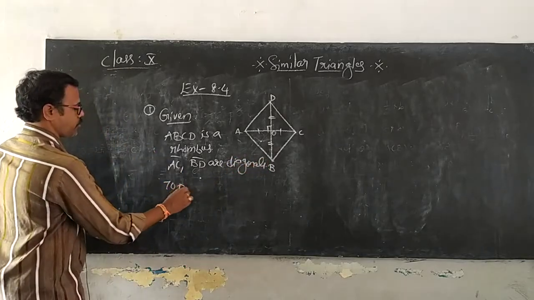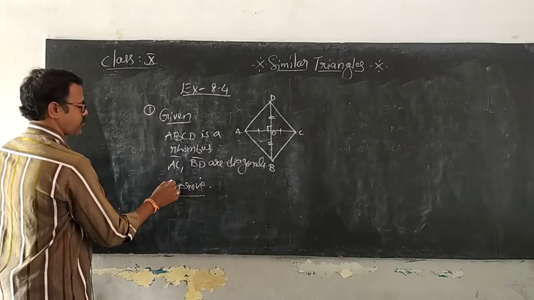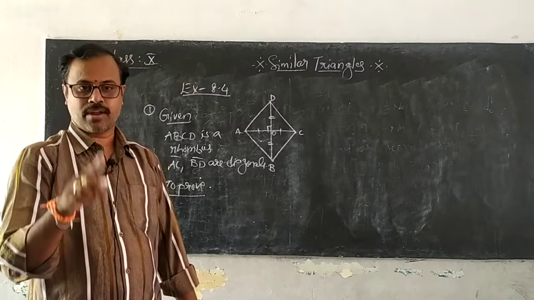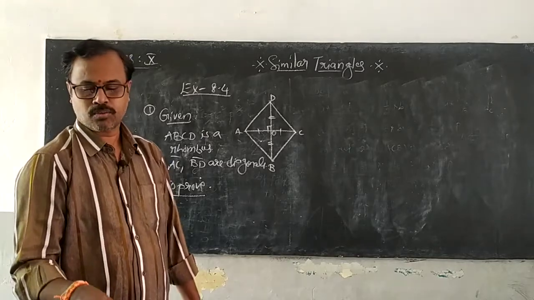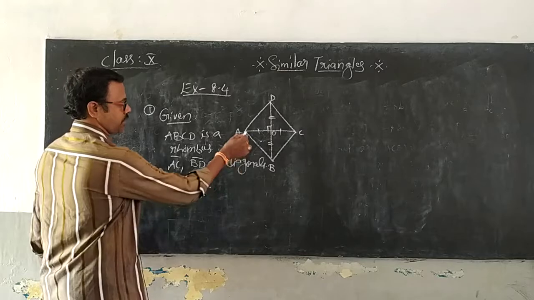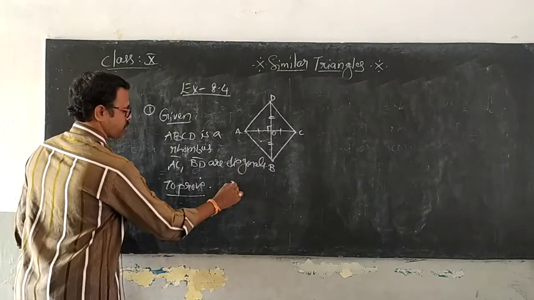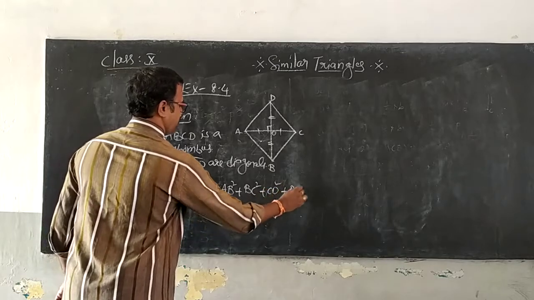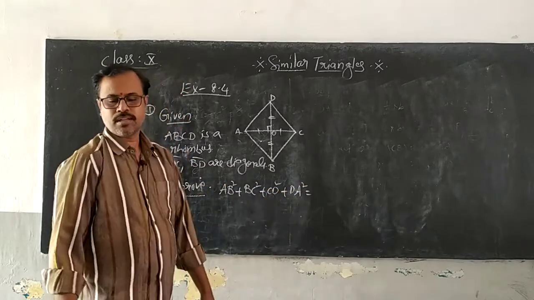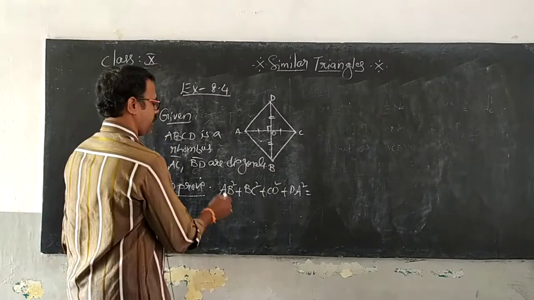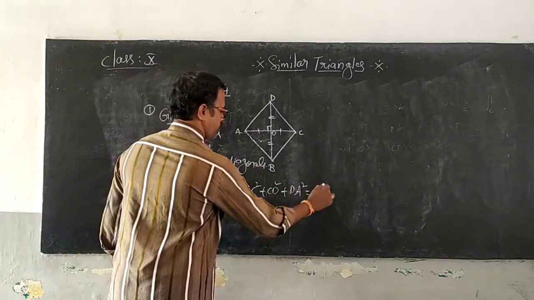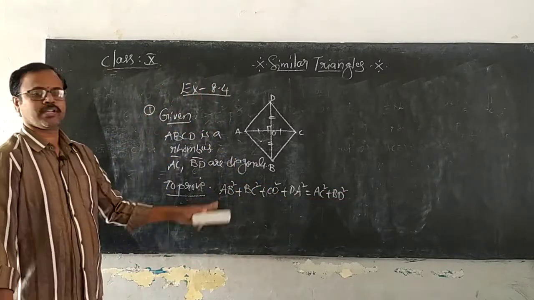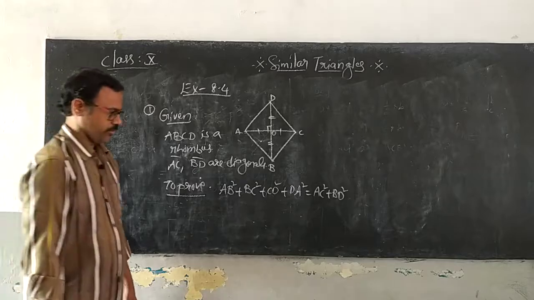So what is asked to prove here? Can you tell me what is asked to prove? Just read the question once. Sum means you have to add. Whom you have to add? Squares of the sides. So what are the sides here? AB. So AB square plus BC square plus CD square plus DA square is equal to sum of the squares of diagonals. What are the diagonals here? AC and BD. So you need to show AC square plus BD square. This is what we need to prove. Is it clear?